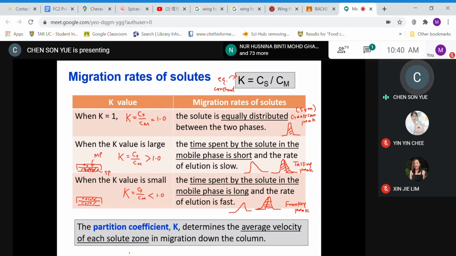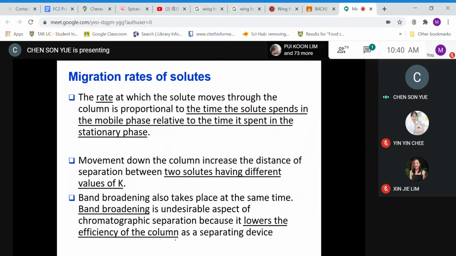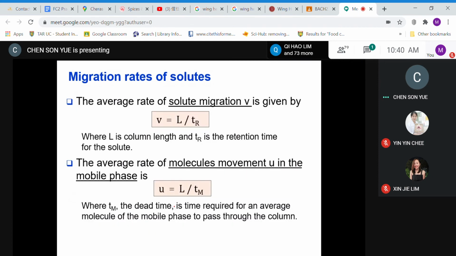And now we move on. I hope you have copied here. Then we move on to the next slide. I think all this was already explained to you here. And now there are other terms given here.